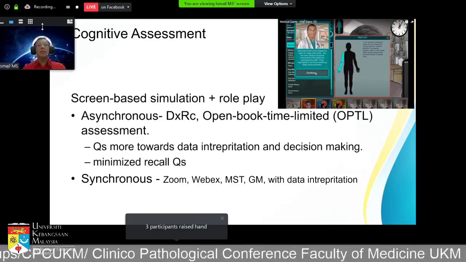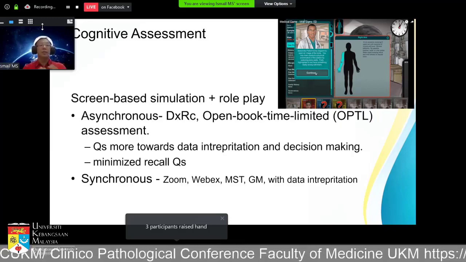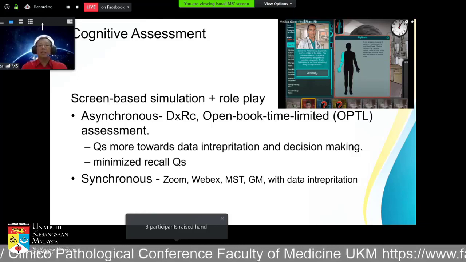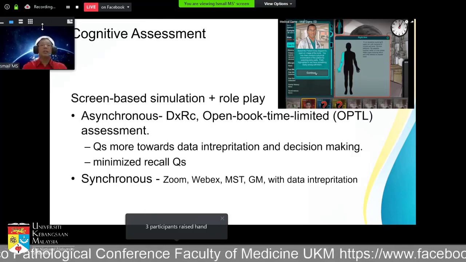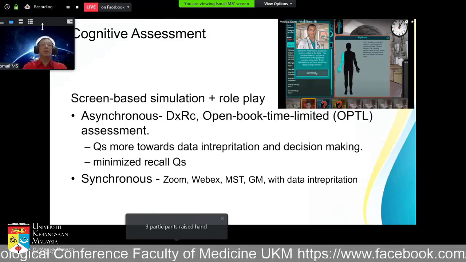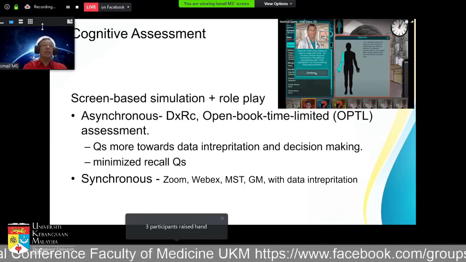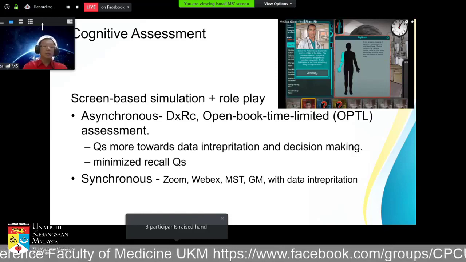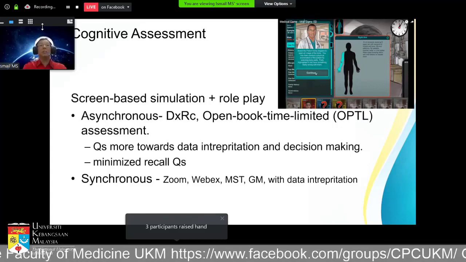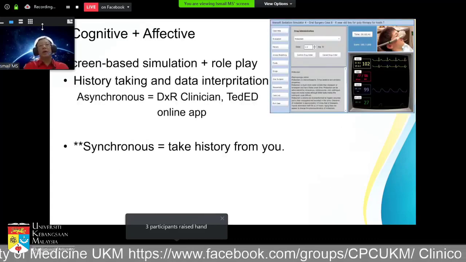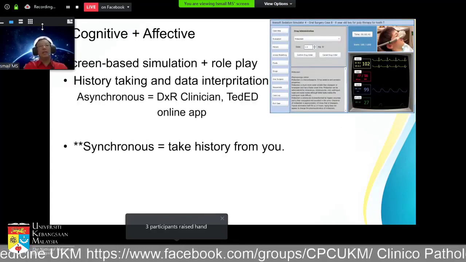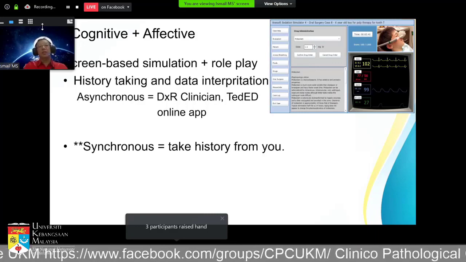The other thing that we can do in terms of synchronous technique, you can use Zoom, WebEx, all these things, and with some data interpretation. So you can show them an ECG or show them an X-ray, and they will basically be able to do the interpretation.